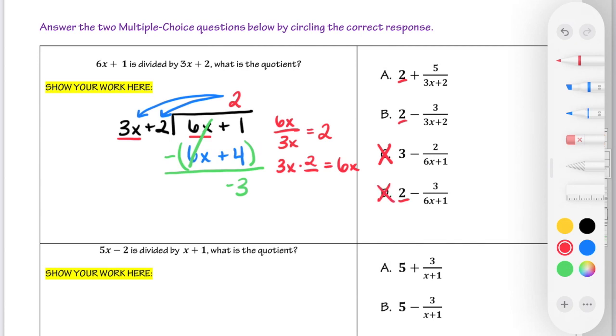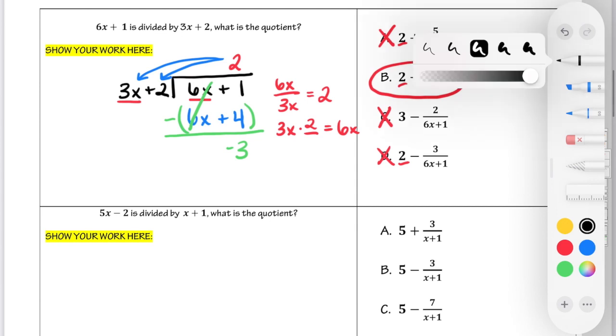So it can't be D because that's being divided by 6x plus 1. That doesn't make sense. Can't be A because that has a remainder of 5. It has to be B. So B, 2 minus 3 over 3x plus 2. Again, some of you maybe would have written this 2 plus -3 over 3x plus 2. That's the same thing as 2 minus 3 over 3x plus 2. So you need to know that that's the same thing. Okay.